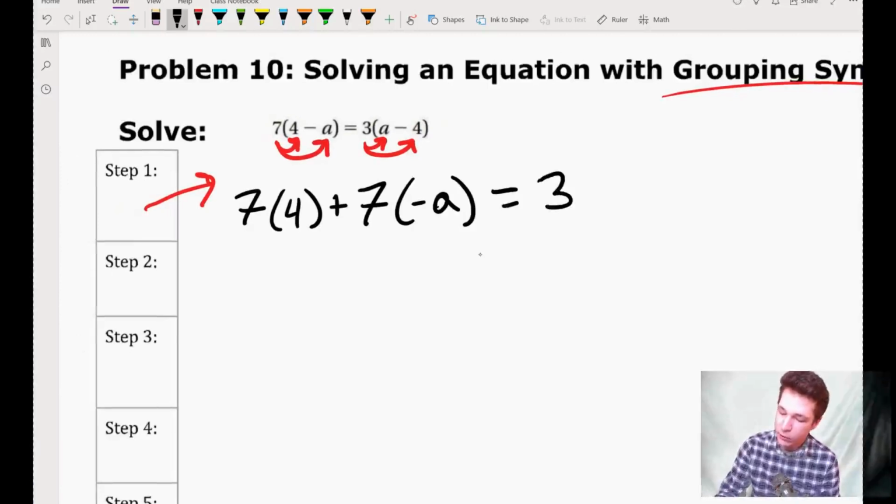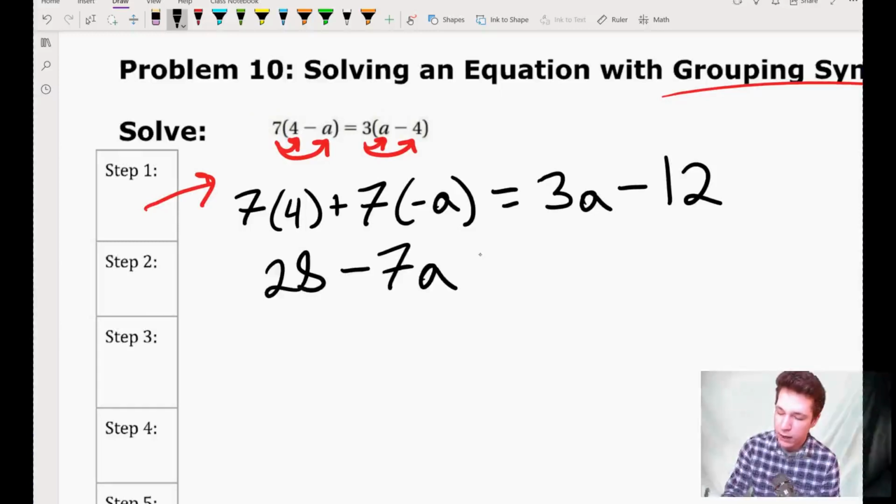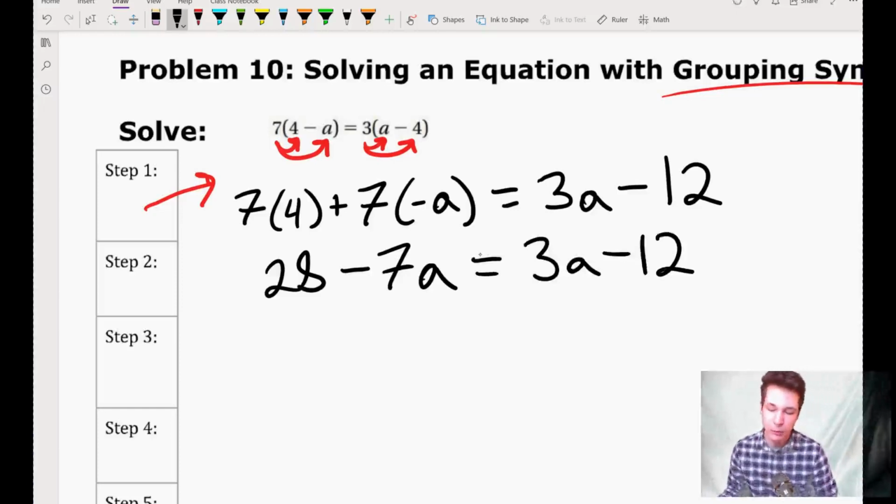3 times a is 3a. 3 times negative 4 is negative 12. Let's simplify a bit on the left. 7 times 4 is 28, I believe. And 7 times negative a is negative 7a. Nothing's changed on the right. I was just simplifying a bit.